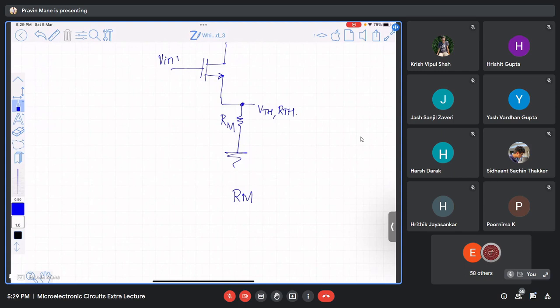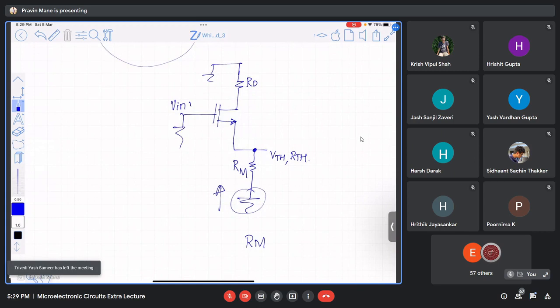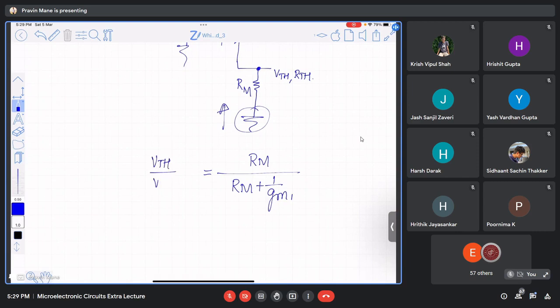And what is the resistance seen through the source terminal? Rm plus 1 by gm, right? Yes. Rm plus 1 by gm1. Rm plus 1 by gm1 is my gain. What is the gain? VTH, the Thevenin's equivalent voltage, divided by the input voltage Vin1. But what have I taken additionally here? Rm. I want to replace it by infinity.